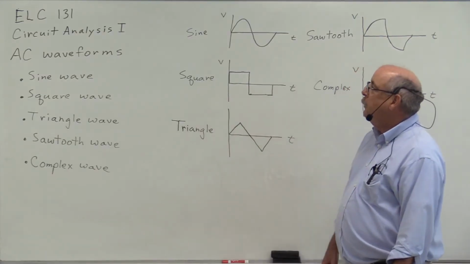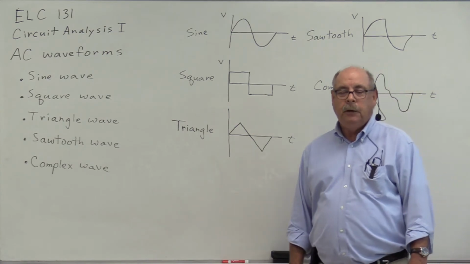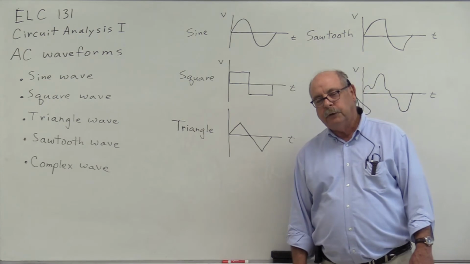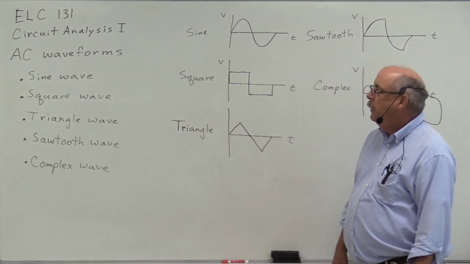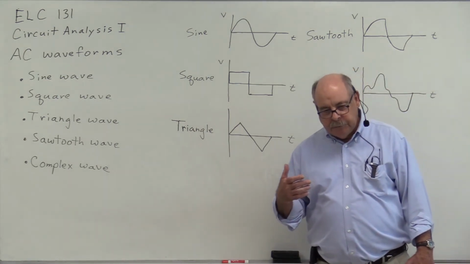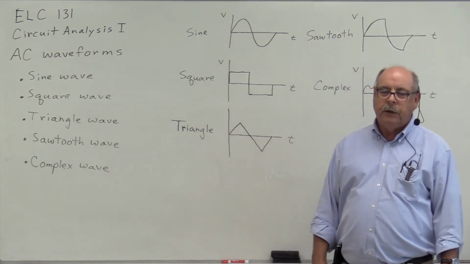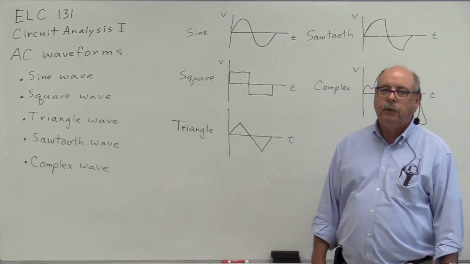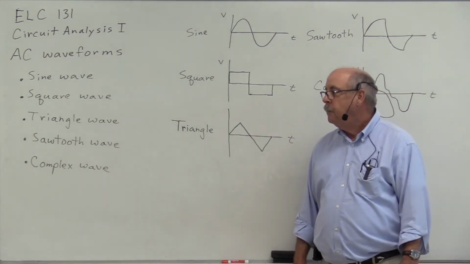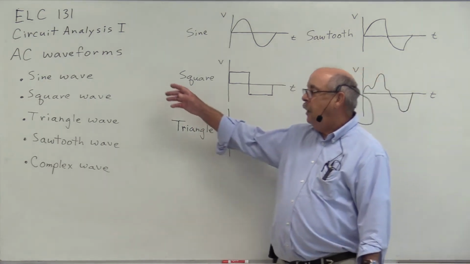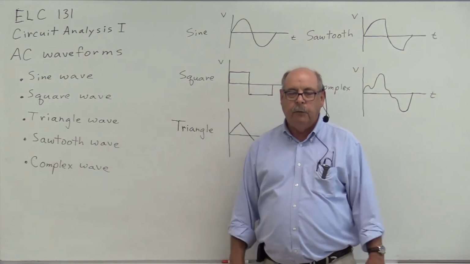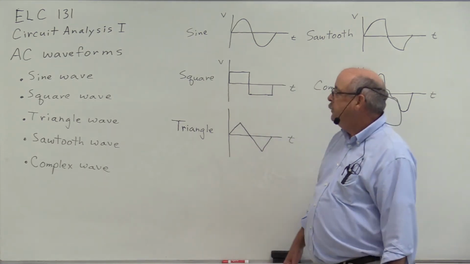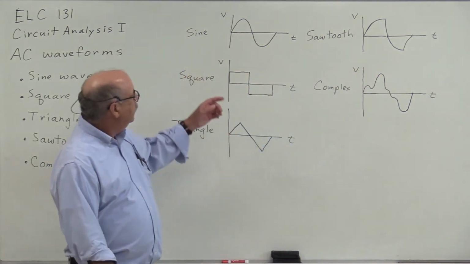So this is ELC 131, Circuit Analysis 1, and in this video, we continue on with our discussion of alternating current. And in your studies and careers in electricity and electronics, you will encounter many different waveforms or wave shapes. And the one that we see most often, the most commonly observed waveform, is the sine wave. And we see the sine wave illustrated here.